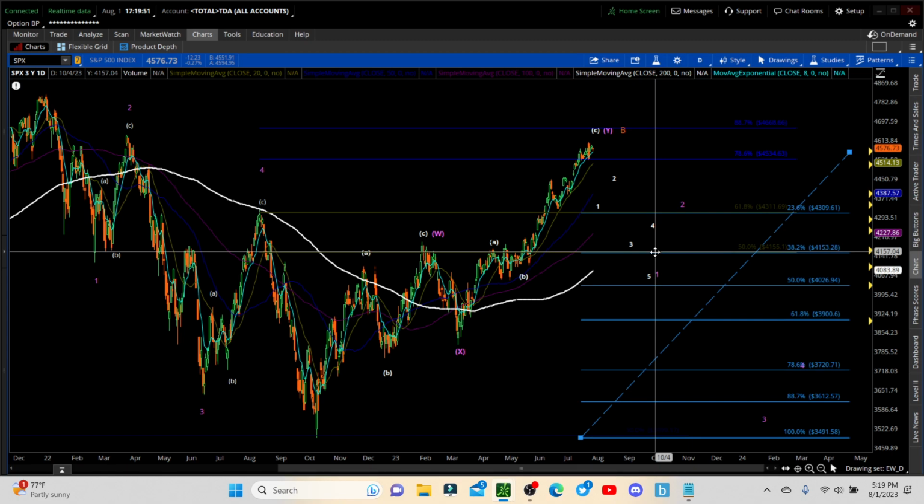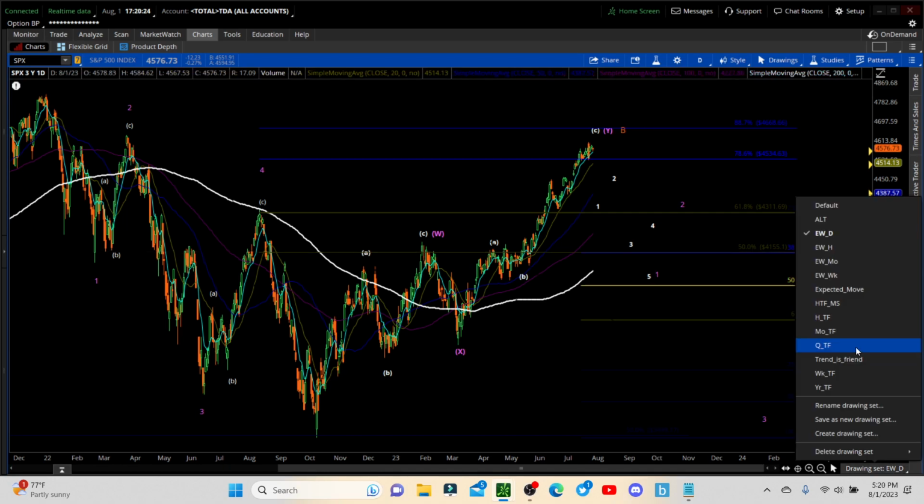So let's see if we can show you something else on here. Again, this isn't my usual format. I'm glad that I put all these things on here because it really helps put things in perspective. We have our Elliott wave. We have our trend is our friend. That's our traditional. We also have expected moves for the week. I've always had these on there.